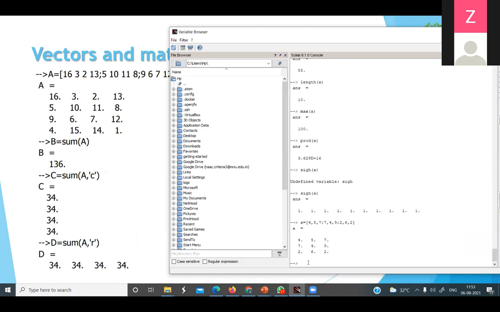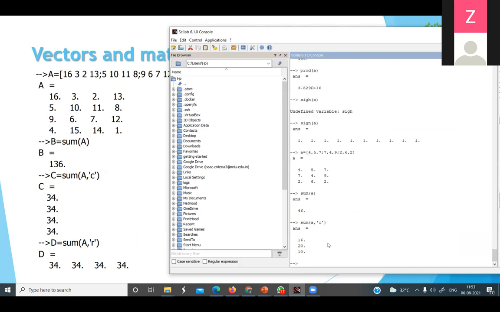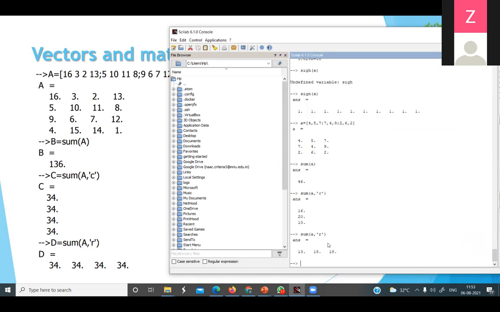Suppose now I want to do the sum of certain rows and columns. If I want the sum of all the elements of this matrix, it's simple: sum A. Now if I want the sum of all the columns, it's done. If I want to sum row-wise, it's also done. So 13, 15, 18. So 7, 4, 11 plus 2, 13. And the sum of these columns, 15, then 18. Accordingly, the sum column-wise: 16, 20, 10.